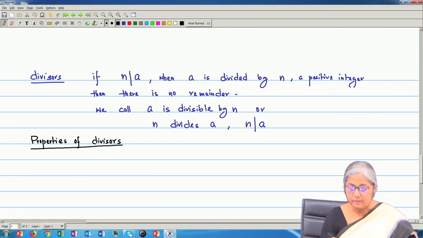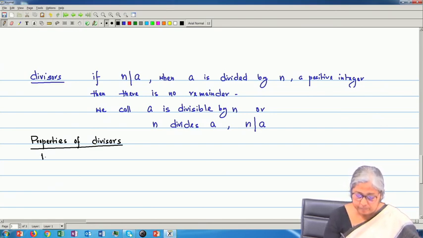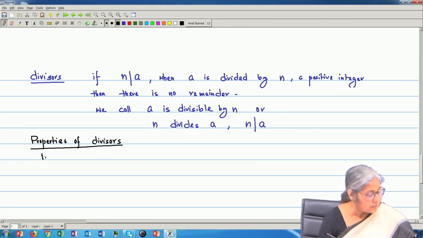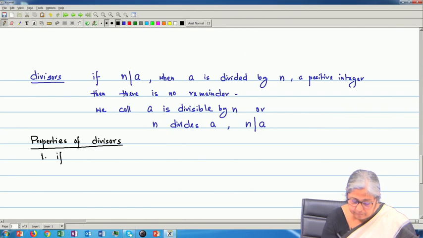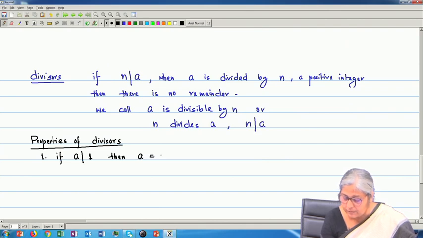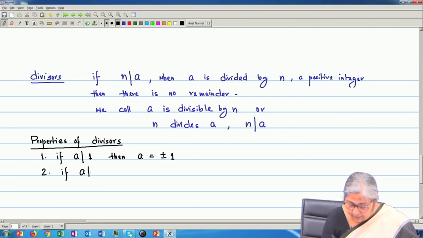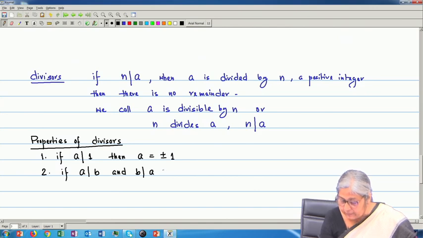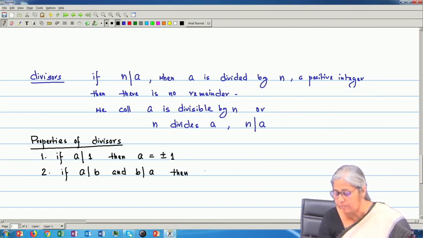We can write that if A divides 1, then A equal to plus minus 1. If A divides B and B divides A, then A equal to B.